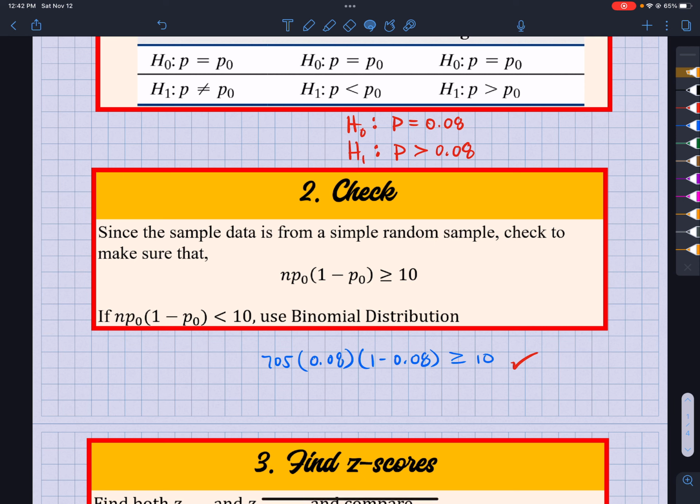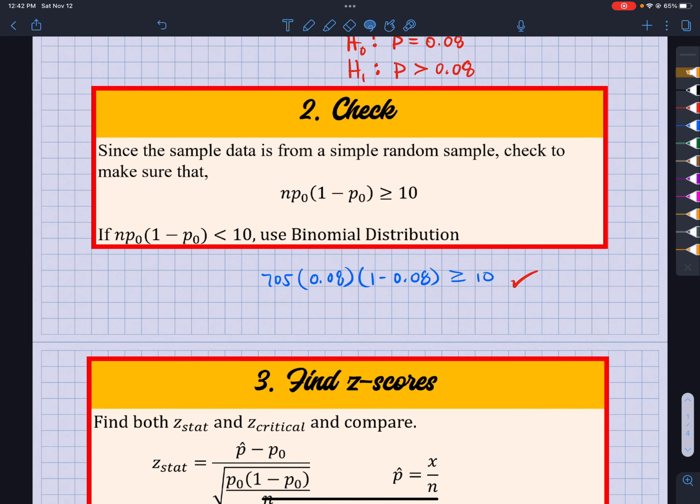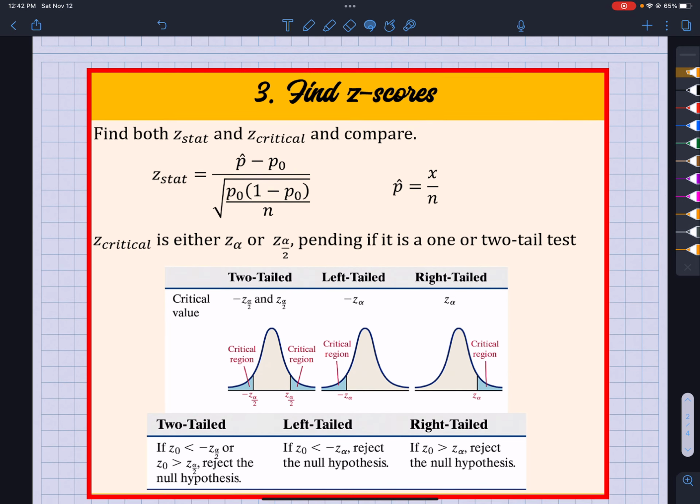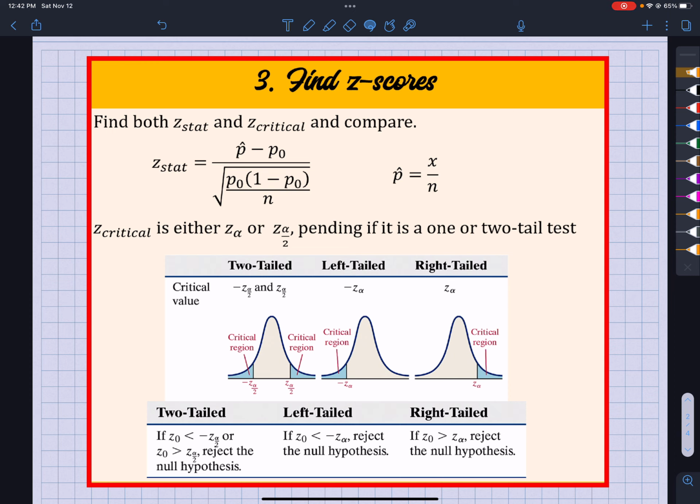There we go. Okay, so there it is. All right, so that's step 2. Step 3, find the z-score. Now what's the difference between z-stat and z-critical? Z-stat is based on our statistics, what is our z-value? And the z-critical would be, hey, what is our level of significance, right?